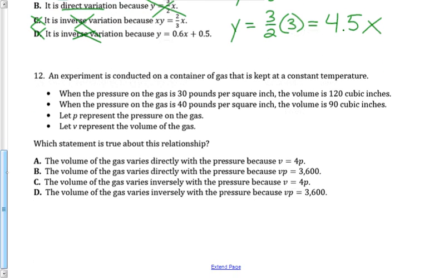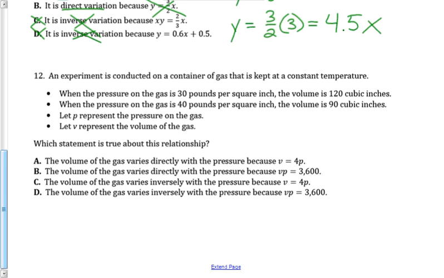Number 12, another variation equation. It gives us the pressure of a gas and the volume, and it gives us two scenarios. Pressure is 30 pounds per square inch when the volume is 120 cubic inches. And then the pressure increases to 40 pounds per square inch when the volume decreases to 90 cubic inches.